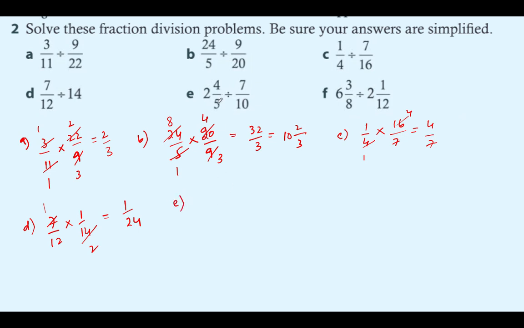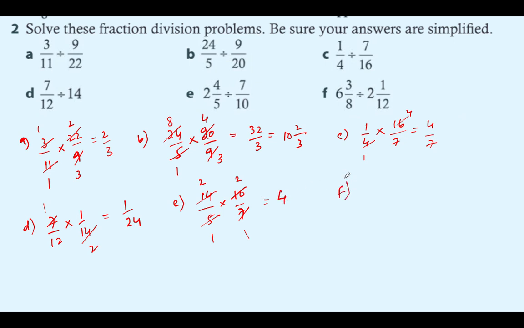Part E, 5 times 2 is 10, 10 plus 4 is 14 over 5. This division will turn into multiplication, and this will be reciprocated. 5 times 1, 5 times 2, 7 1s are 7, 7 2s are 14. So 2 times 2, 4 is the answer.